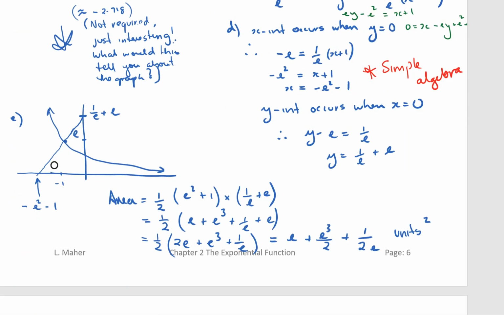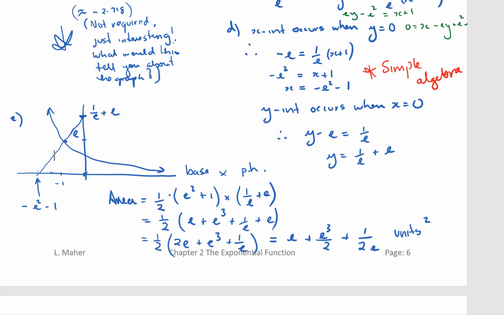So I've actually drawn it here. Here is my normal. Here is the intercept. The y-intercept was this 1 on e plus e. The other intercept, the x-intercept, was this negative e squared minus 1. And obviously here's the origin. So we've got to get the area of this triangle. The area of a triangle is half its base times its perpendicular height.